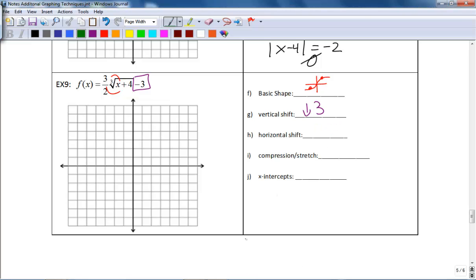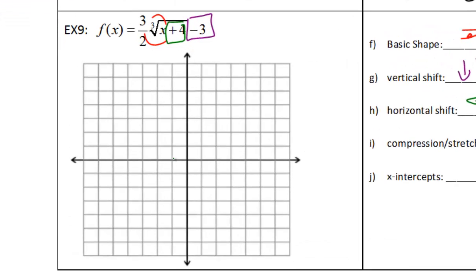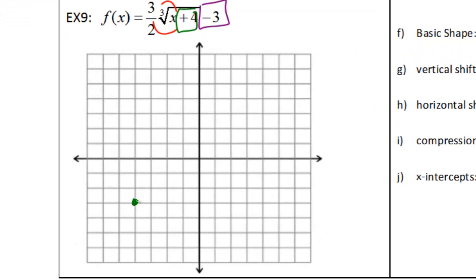Do I have a horizontal shift? Yes, I do. I'm adding 4 to my x. There's a 4 underneath that radical with the x, which means I'm going left 4. Remember, it's always opposite the number with x. So the new vertex for this function is going to be negative 4, comma, negative 3. Let's go ahead and plot that. So here's negative 4, negative 3.